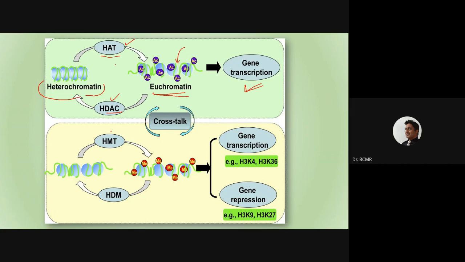Similarly, there are also histone methyltransferases and histone demethylases. These are sets of, again, enzymes that either favor methylation or favor demethylation. Methylation of some residues can cause gene transcription in some cases. Sometimes it may cause gene repression, right? For example, histone H3, K4, that is lysine at position 4, and so on.